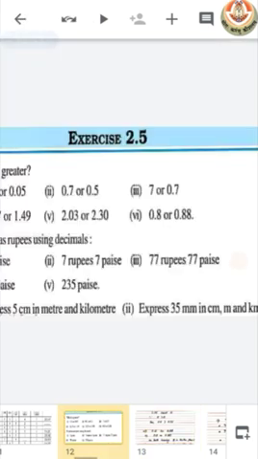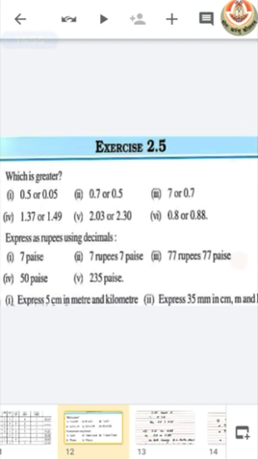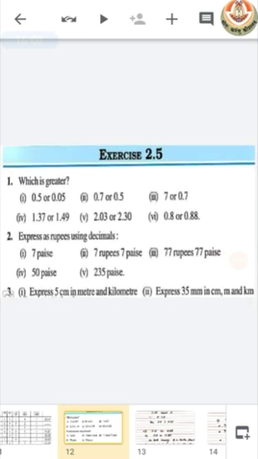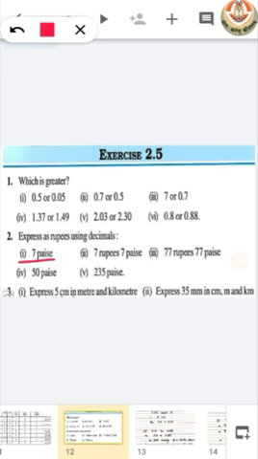Now let's see what is the second question of exercise 2.5. In the second question, we have to express the given paisa and rupee amounts. In some parts it is paisa only, and in some parts it is rupees and paisa both. So we have to convert and express it as rupees only.